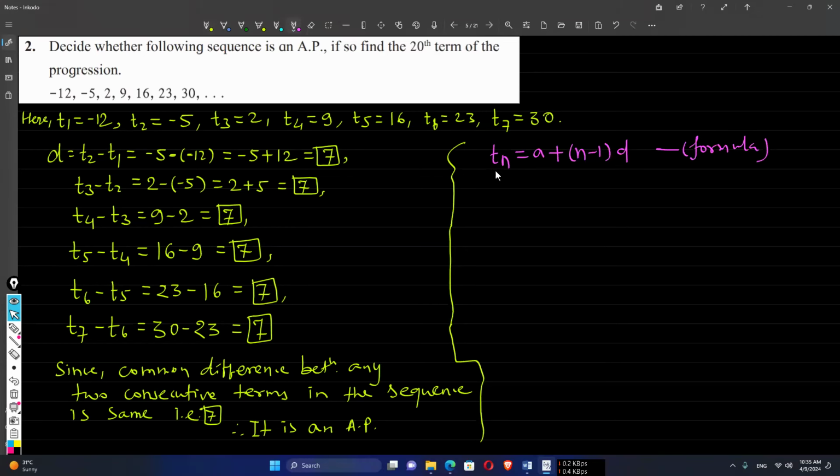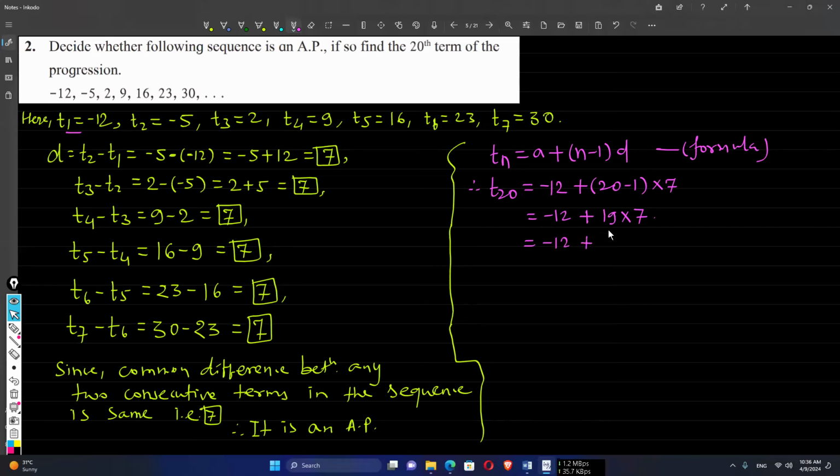Okay, so we have to find the 20th term. So we will replace this n with the number 20. Therefore, T20, that is the 20th term, is equal to a. a means the first term, which is minus 12, plus n means 20 minus 1 into d. d is 7. Okay, so now let's simplify it. Minus 12 plus 19 times 7.